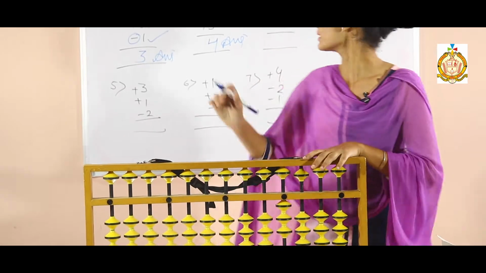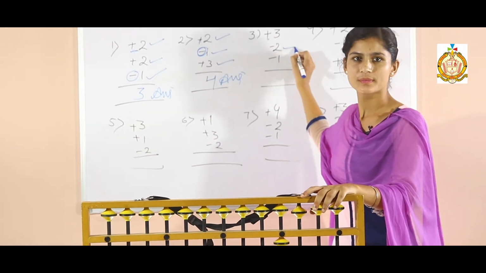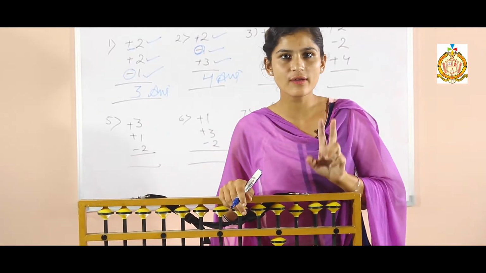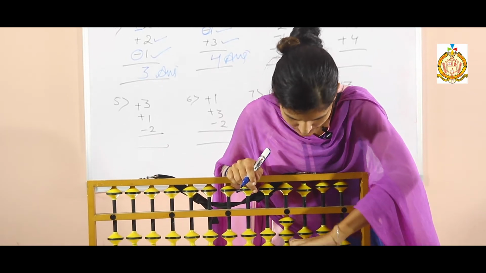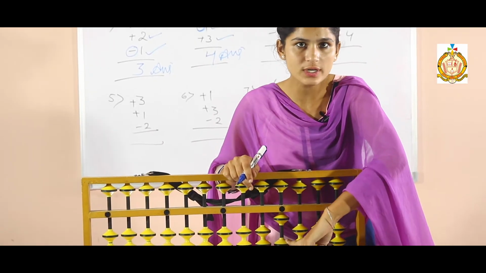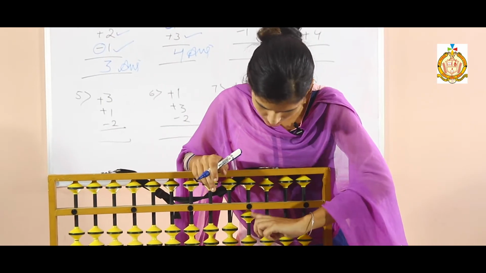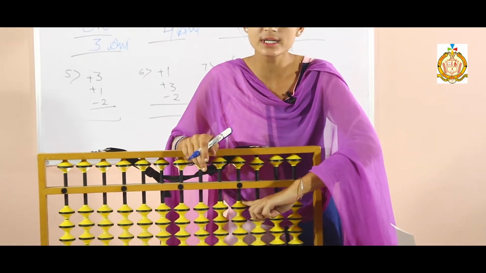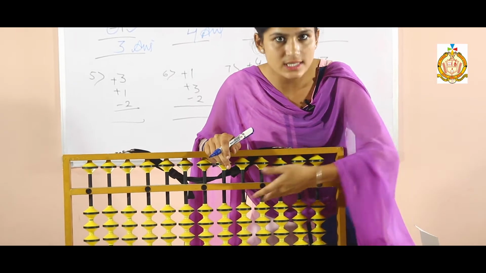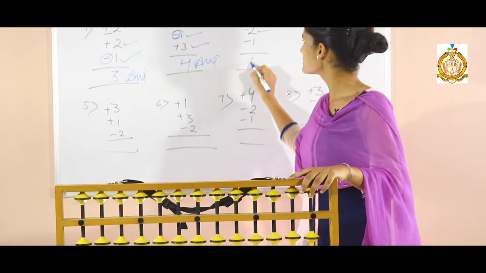3. Add 3. Now minus 2. Minus 2 means 2 beads we have to remove. So with the help of index finger 1, 2. 2 we removed. Now minus 1. So again remove 1 bead. Now how many beads are there in the abacus scale? No one is there. So your answer is 0.